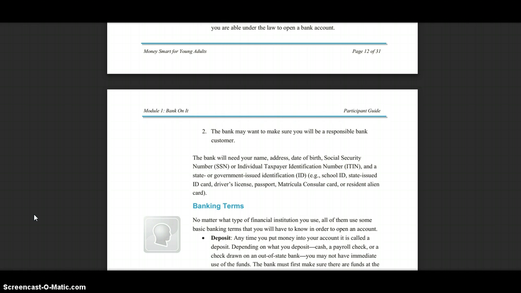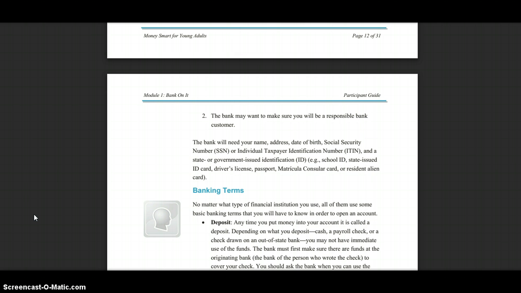Banking terms. No matter what type of financial institution you use, all of them use some basic banking terms that you will have to know in order to open an account. Deposit. Anytime you put money into your account, it is called a deposit. Depending on what you deposit, cash, a payroll check, or a check drawn on an out-of-state bank, you may not have immediate use for the funds.